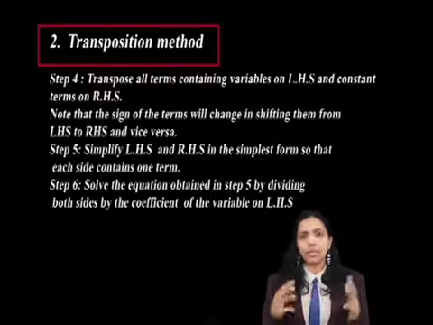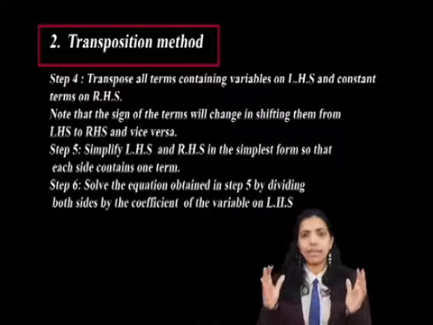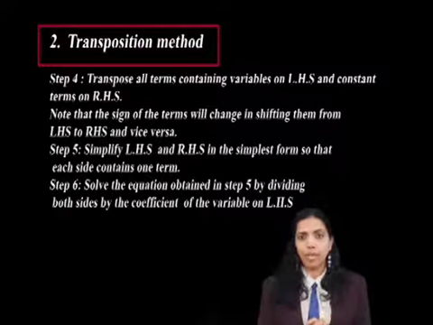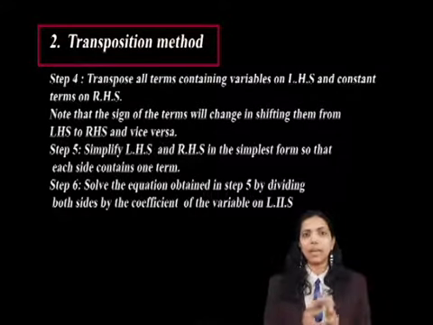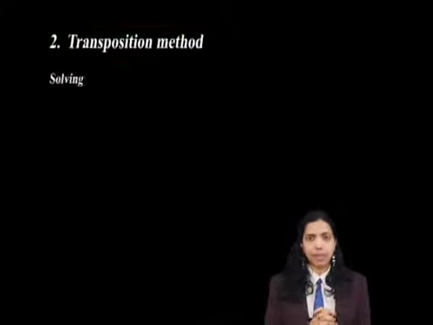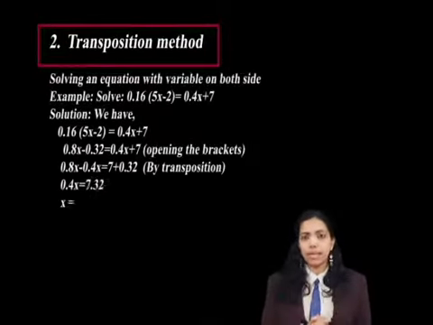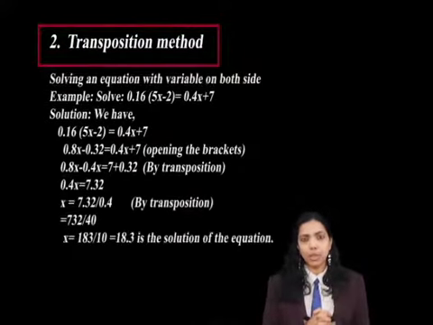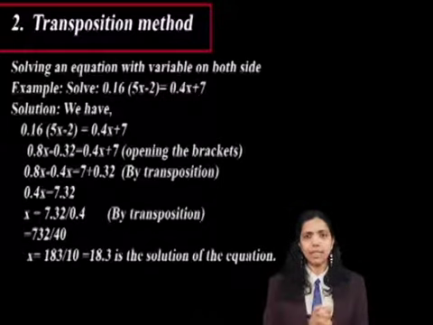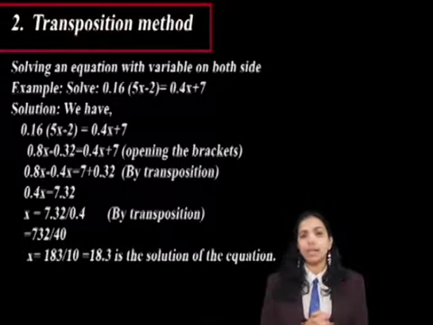Now step 5, simplify the left hand side and the right hand side to the simplest form so that each side contains one term. Now step 6, solve the equation obtained in step 5 by dividing both sides by the coefficient of the variable on the left hand side. We can have an illustration for this. Solve 0.16 multiplied by 5x minus 2 equals 0.4x plus 7. In this equation, we have variables on either side of the equation. Let's start the solution.